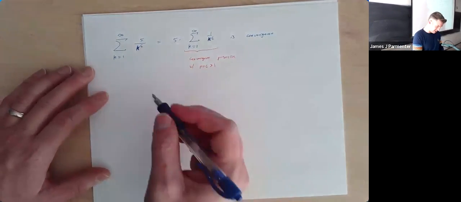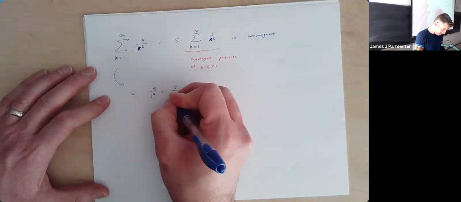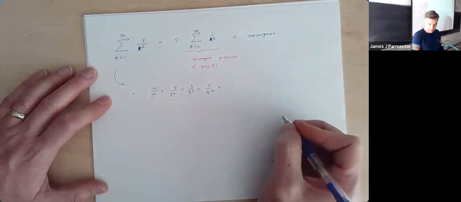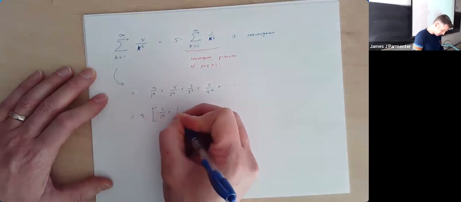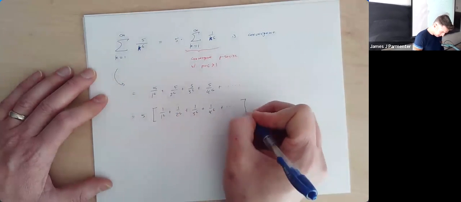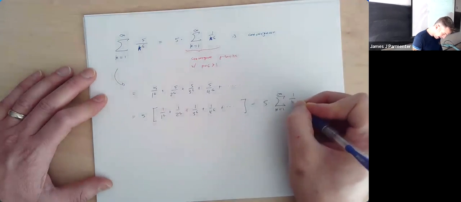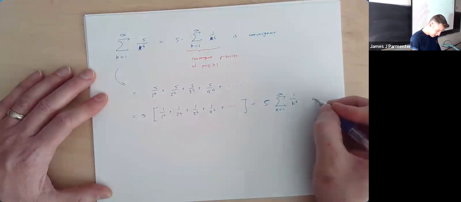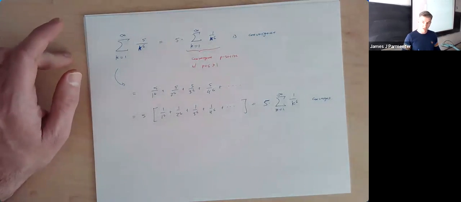One way to think about this, if you like, is that this sum really is just 5 over 1 to the 6th, plus 5 over 2 to the 6th, plus 5 over 3 to the 6th, plus 5 over 4 to the 6th, and so on and so on. If you factor out the 5s, that's just 5 times 1 over 1 to the 6th plus 1 over 2 to the 6th plus 1 over 3 to the 6th plus 1 over 4 to the 6th, which literally is just 5 times the sum from k equals 1 to infinity of 1 over k to the 6th. And again, it converges. Again, we don't know what it converges to, but we do know that it converges.